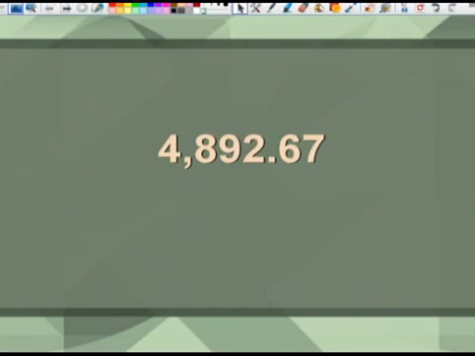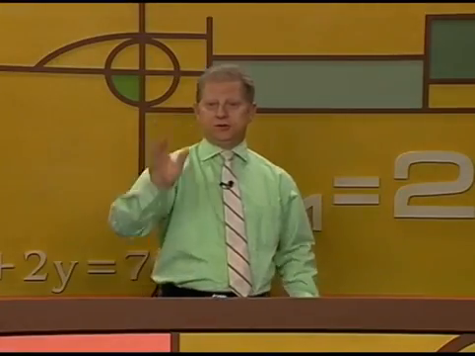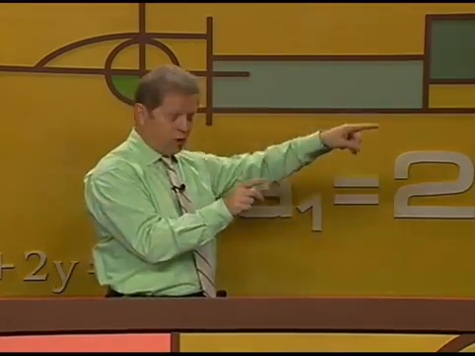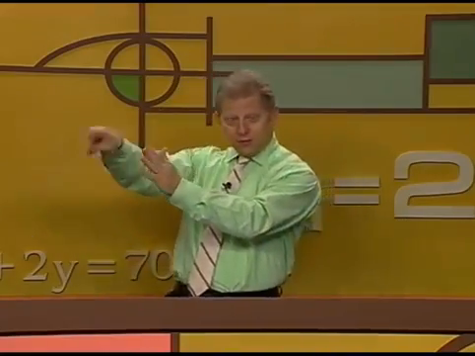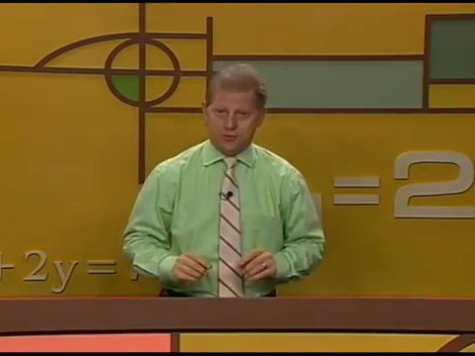Okay. So if we're looking at this number, 4,892 and 67 hundredths. Let's break that down into its place value and its face value. There are the place values: the thousands, hundreds, tens, ones, tenths, and hundredths. Now, let me mention this. This is kind of like, you remember earlier on we were looking at number line, and I did that 1, 2, 3, 4, and then -4, -3, -2, -1. In place value, you follow a pattern, and you just follow the pattern.